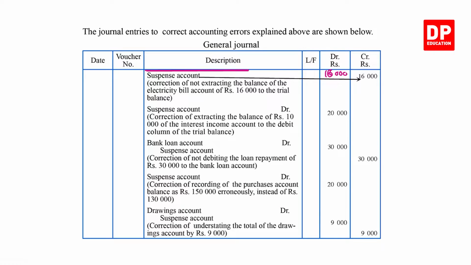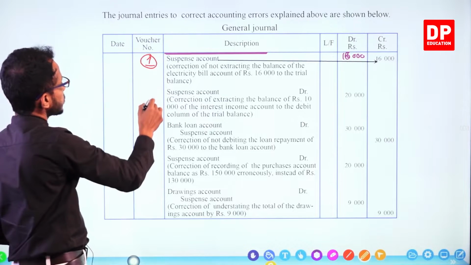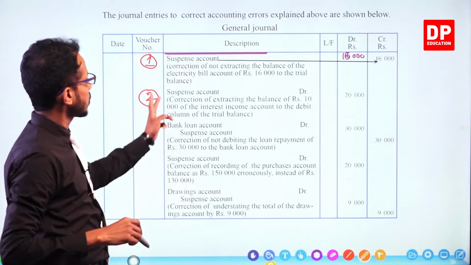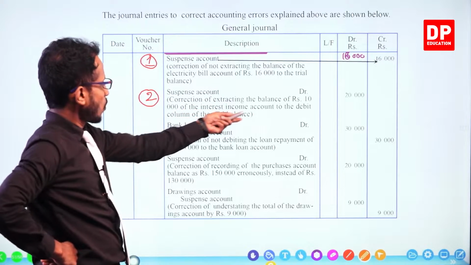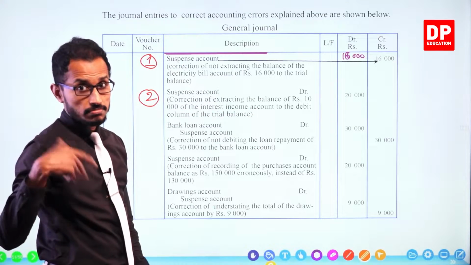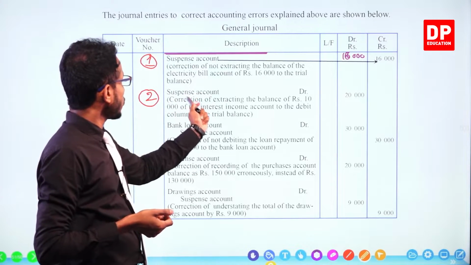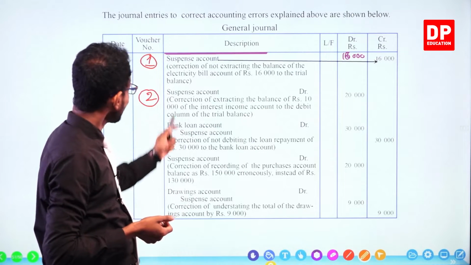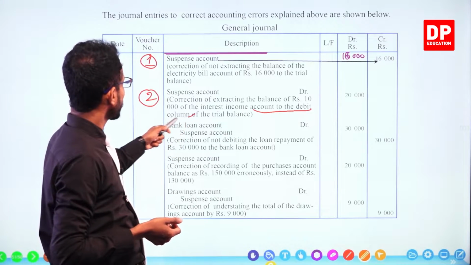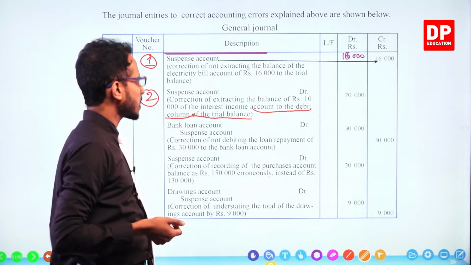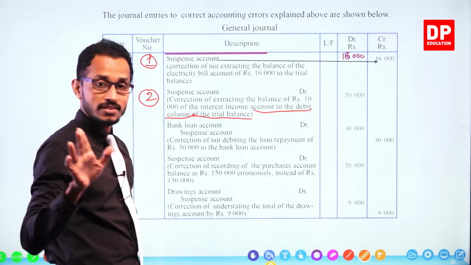Let's go and see the general journal. This is the first error. This is the second one. Trial balance credit, suspense account debit 20,000. Read the narration if you want. It clearly says what the error is: correction of entering the balance of 10,000 of interest income to the debit column of the trial balance. That is the error, and we corrected it.